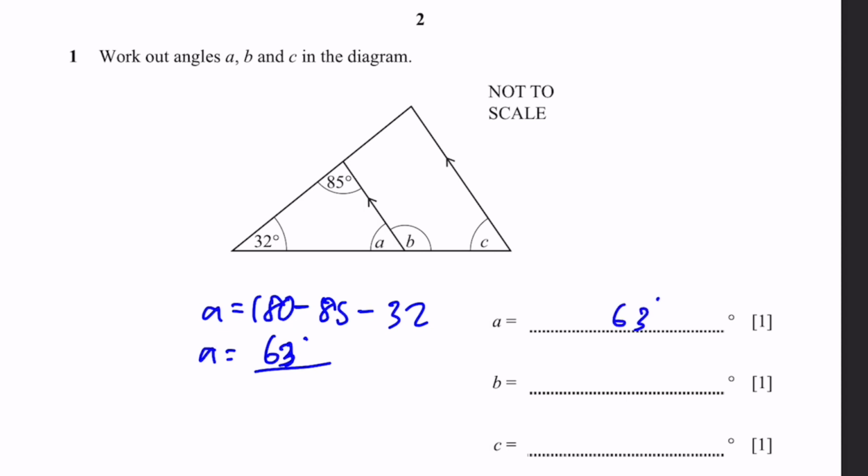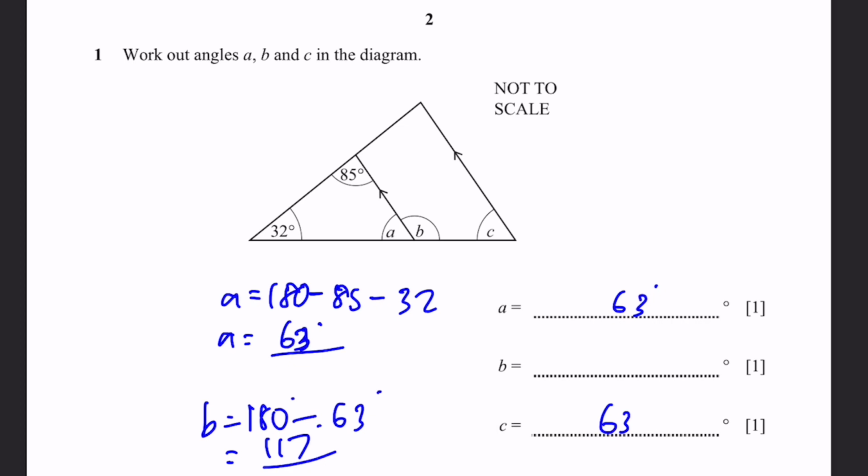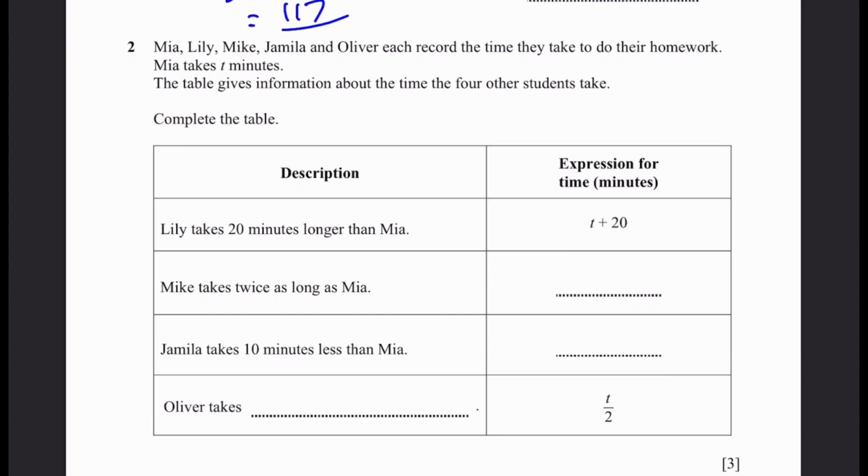And because of that, since these two are corresponding angles, C is also 63 degrees, and B will be 180 minus 63, since angles in a straight line add up to 180 as well, which is 117 degrees. That's the answer. Question 2.